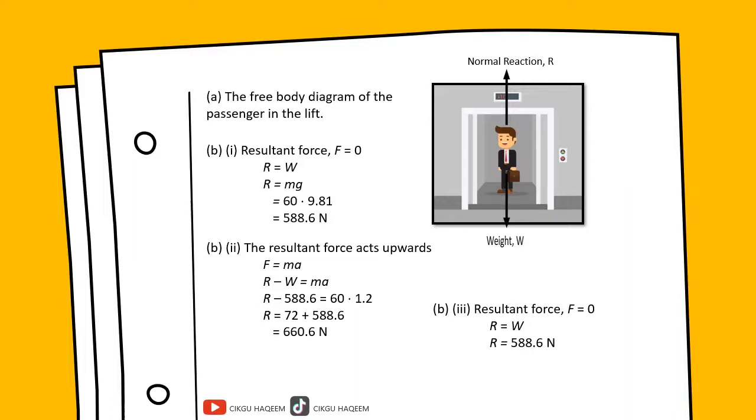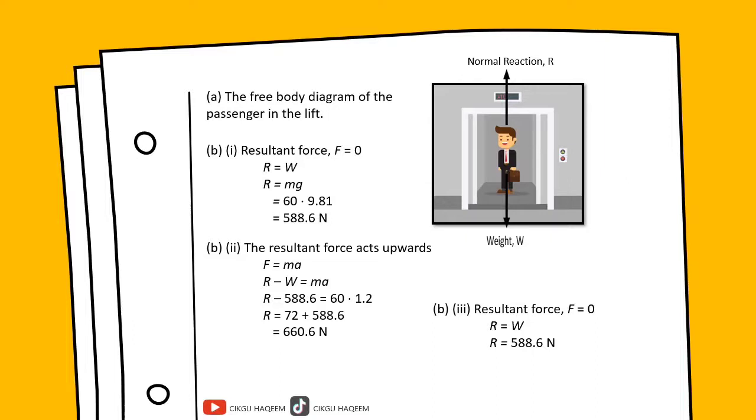When balanced, the resultant force will be 0. So we express in the comparison R equal to W. Normal reaction force is equal to weight force. So we substitute the information given into the weight, which is mass times gravitational acceleration.